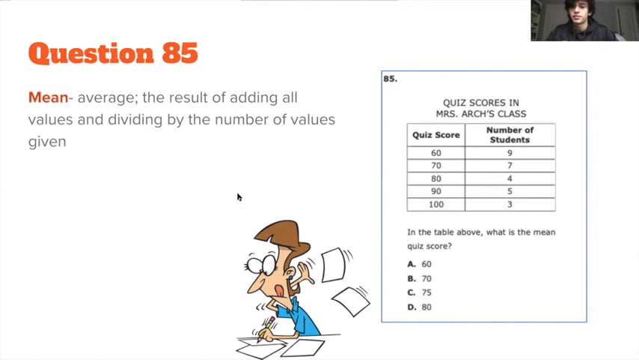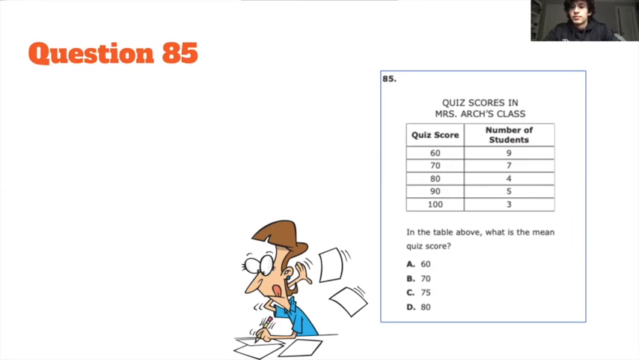Let's start by looking at the first line. 9 students receive a 60 as their score on the quiz. That means that there are 9 values of 60 we must include when finding the average. So we can add 60 plus 60 plus 60 plus 60 plus 60 plus 60 plus 60 plus 60. Now, this is a lot of work, and obviously there's a more efficient way to solve this problem. We can just multiply 60 by 9. That's a lot easier than adding all those numbers.